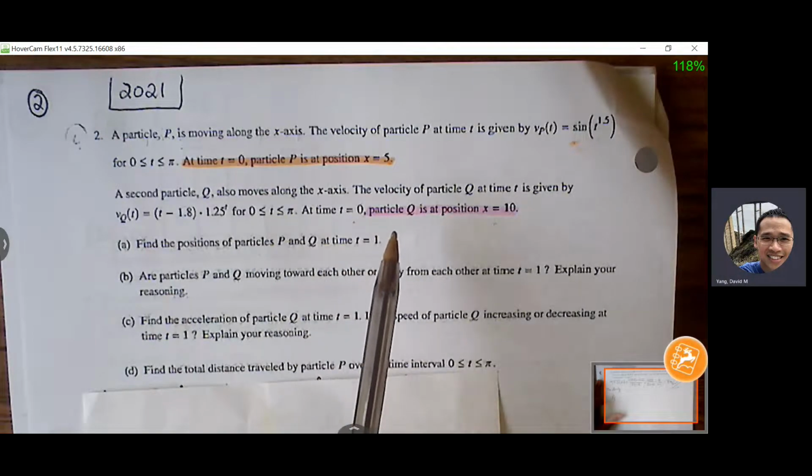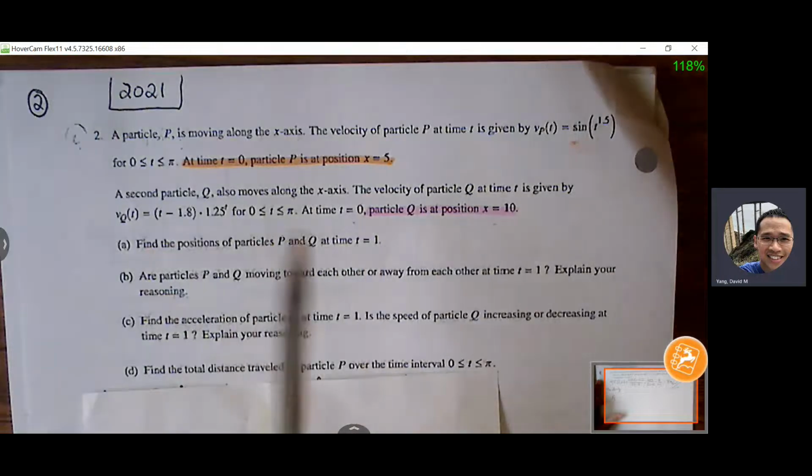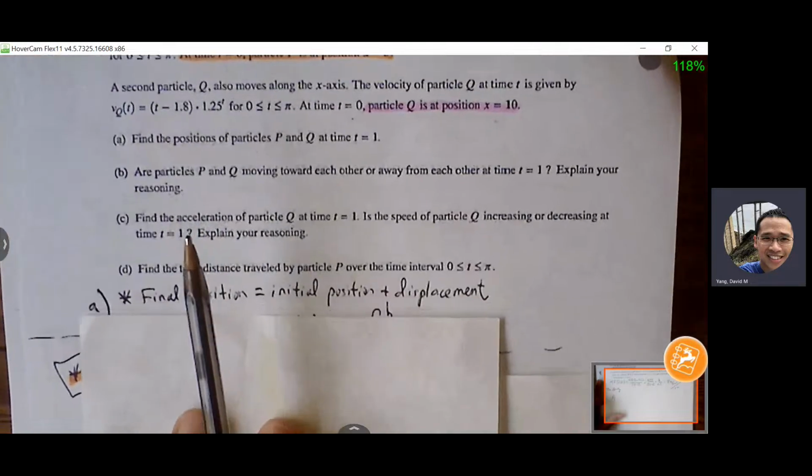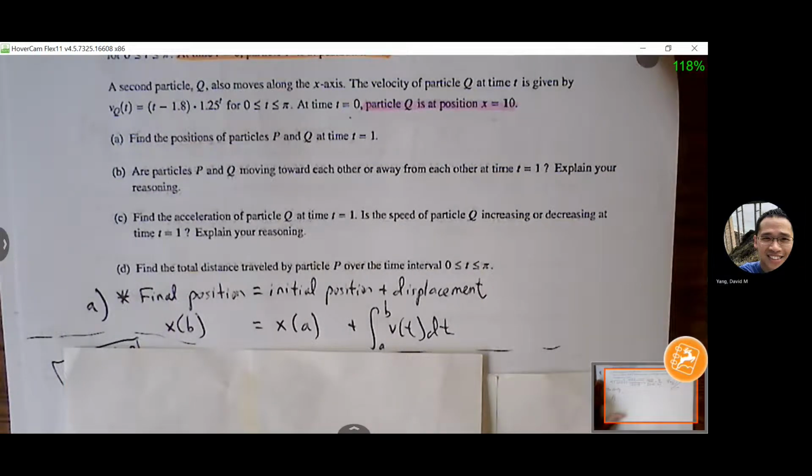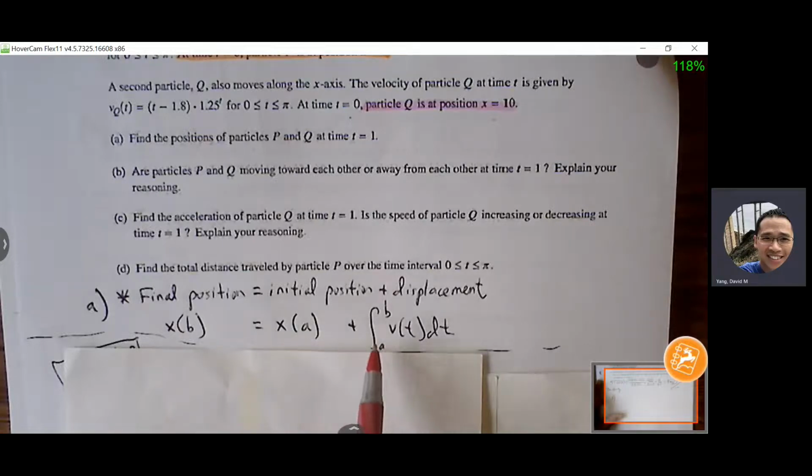So here, this is a particle motion problem where we have velocity, we have a starting point, and we're trying to find an ending point. So this formula that we use a lot here, final position is equal to initial plus displacement. It shows up quite a bit, as we've seen in our past few weeks. So the formula is x of b equals x of a plus the integral from a to b of v of t, so displacement.